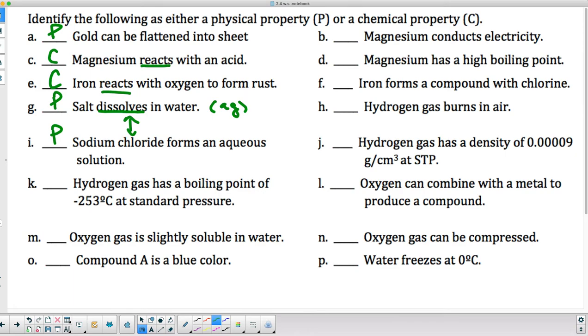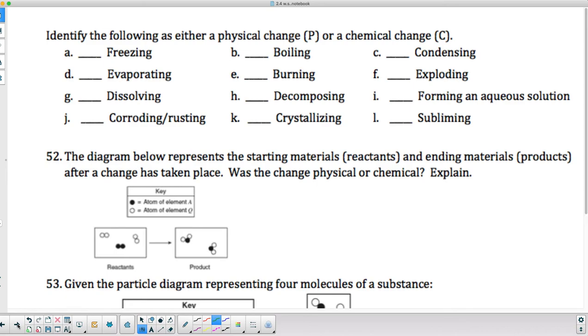So I'm not going to go through each one of these, but you can go through here, and if it forms something new, forms a compound, reacts, that's chemical, and if it does not do that and changes state from solid to liquid or changes its overall appearance but not into something new, then it's physical. I'm going to move on. Identify the following as either physical change or chemical change. Again, this is all the same stuff.